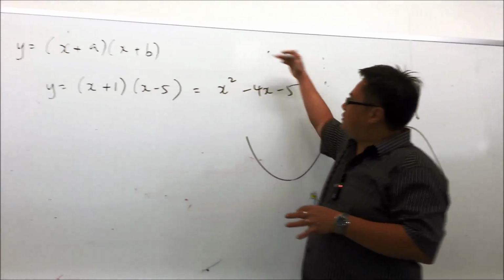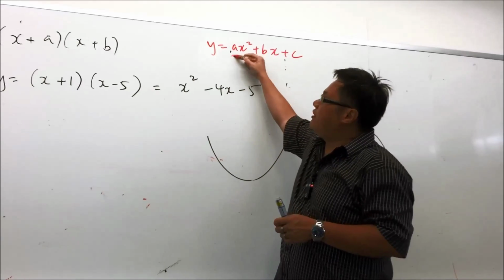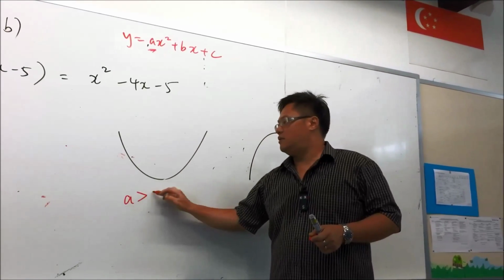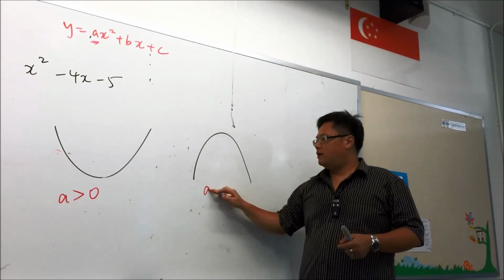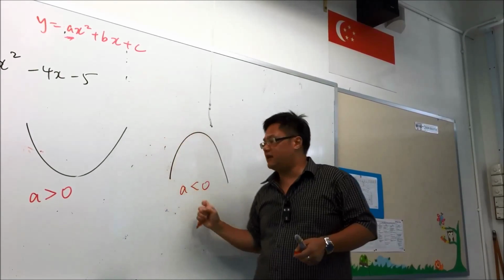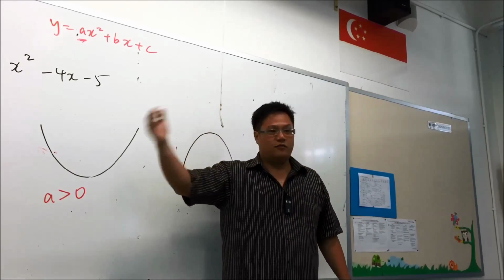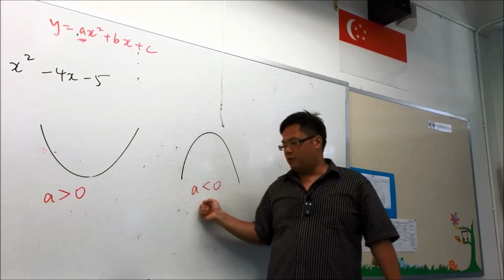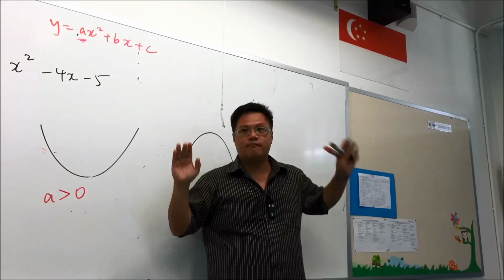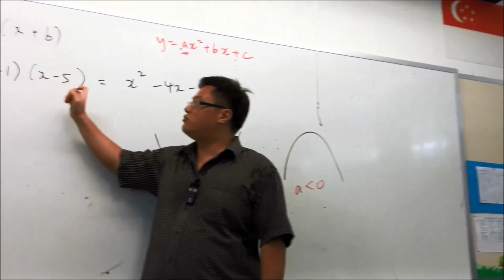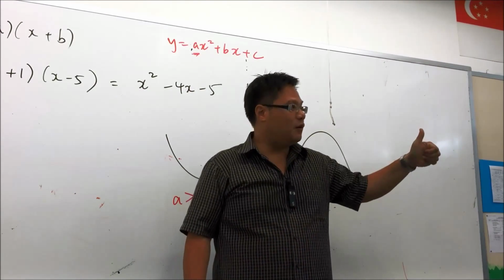When we take a look at y equals ax squared plus bx plus c, when the coefficient of x squared is positive, we always get a smiley face. When the coefficient of x squared is negative, the a is negative, it will be a sad face. Is this easy to remember? Bigger than 0, smiley face. Smaller than 0, negative, so sad face. Are we cool with that? So over here, we know this graph is a smiley face. We have determined number one, the shape of the graph.